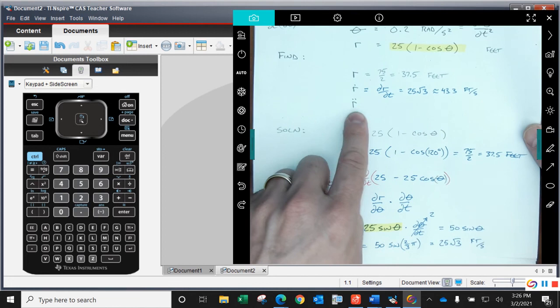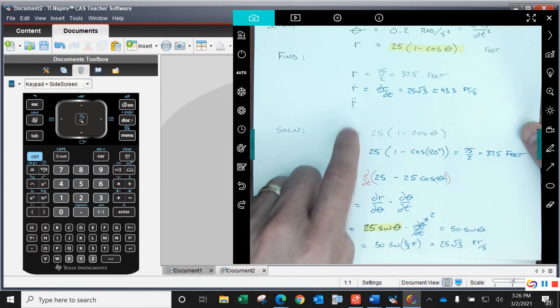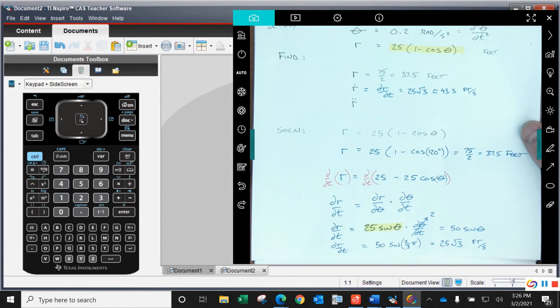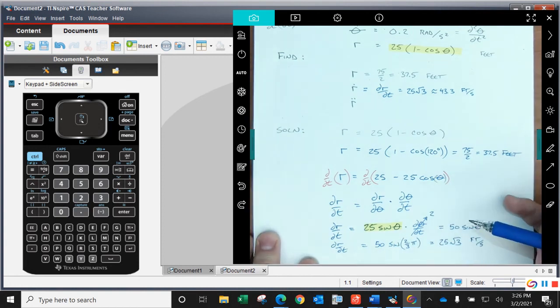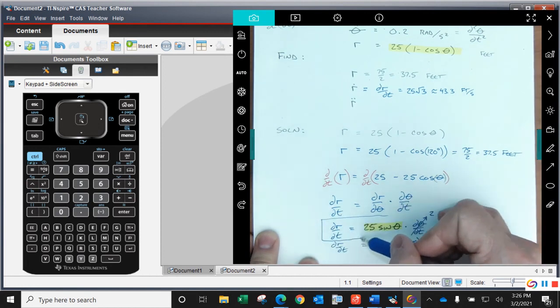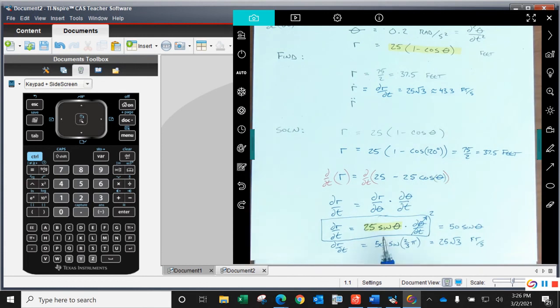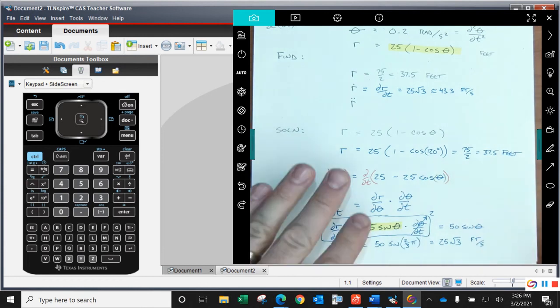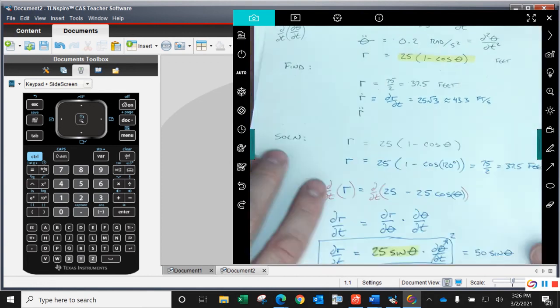So let's find the second derivative of r with respect to t. I think I'm going to need another piece of paper. I do want to point out, though, that I have the derivative of r with respect to t conveniently stated right here. So I'm going to take this statement, copy it over, and then we'll take the derivative with respect to t of that derivative.